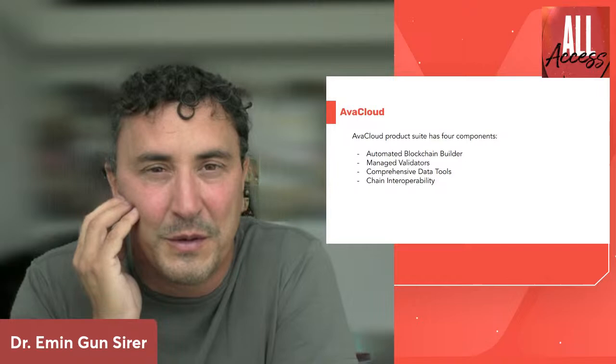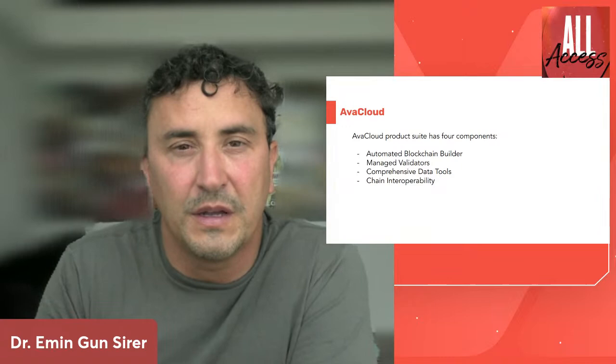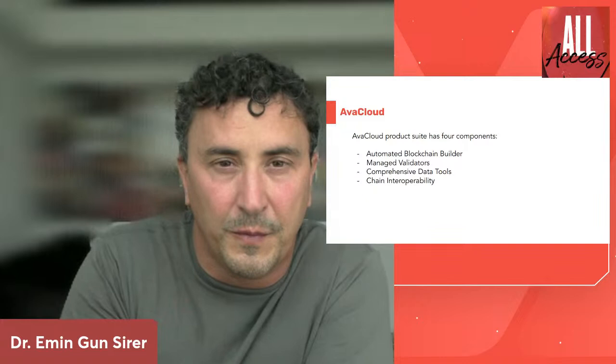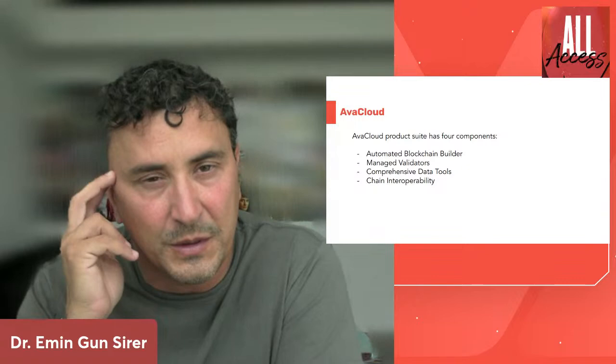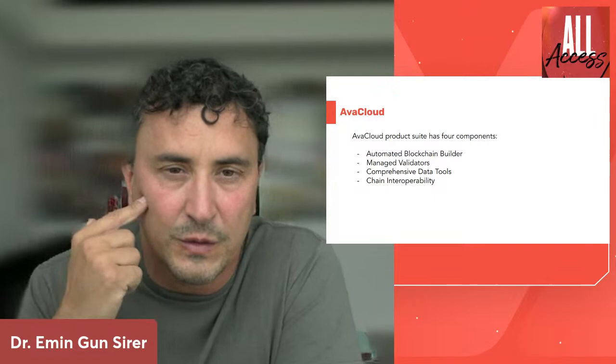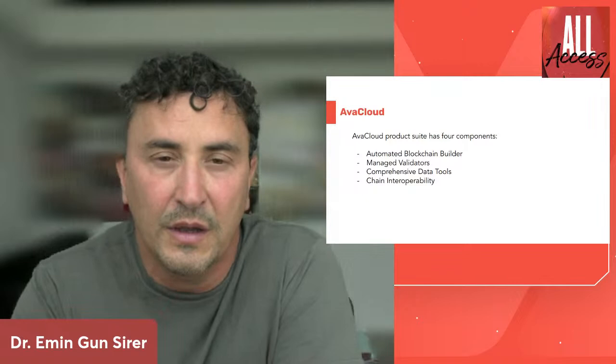And then there are comprehensive data tools. That includes all of the tooling for scanning the chain, indexing the chain, collecting all kinds of indices, all kinds of data that is going to be important and useful for downstream services. Two of them are going to be crucial to you. One is wallets; you want to support them if you have your own chain. And two is explorers. You want people to be able to see what's happening on your chain. So all of that is part of this offering.